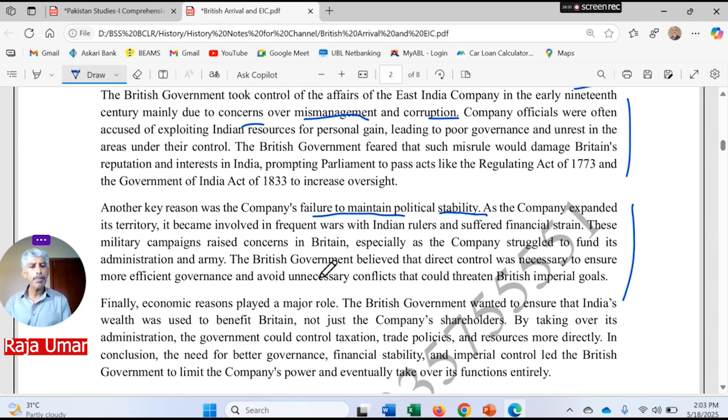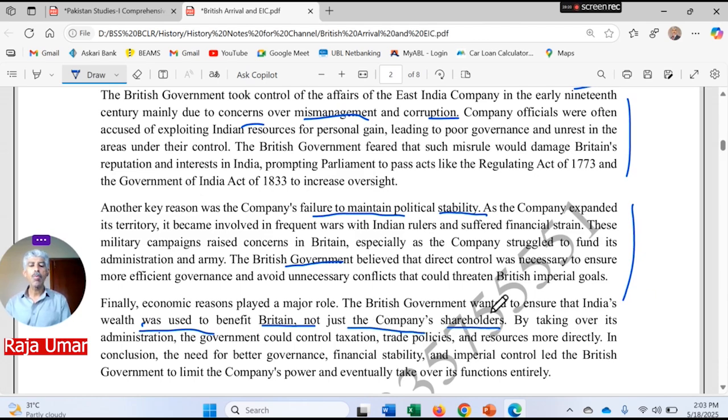So, in this way, you can say that the British government believed that direct control was necessary, as it was reaching out of the hands of the East India Company to control the affairs of the subcontinent. So, economic reason played a major role. The British government wanted to ensure that India's wealth was used to benefit Britain, not just the company shareholders.